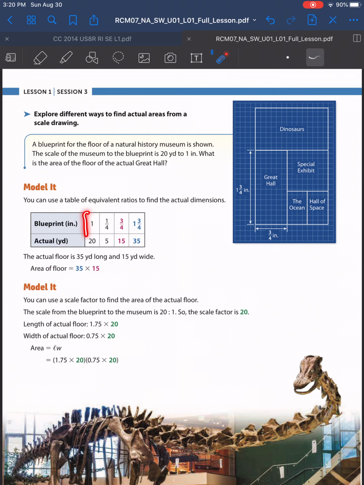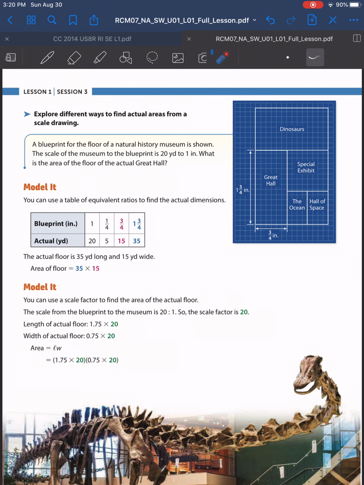They start out with what they know. We know that 1 inch is the same as 20 actual yards. And then they just go ahead and split out all the different fractions, okay? The actual floor is 35 yards by 15. When you multiply those, you get the answer. So you can use a scale factor to find the area of the actual floor. The scale from the blueprint to the museum is 20 to 1.